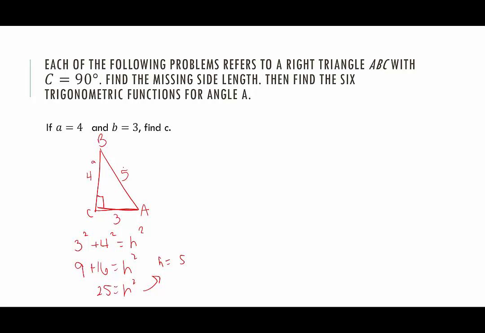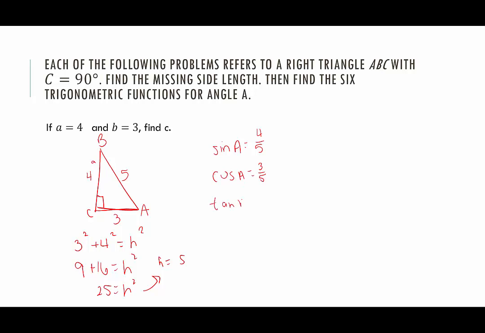Now what we're going to do is find the 6 trigonometric functions for angle A. So sine of A, remember this is opposite over hypotenuse. The side opposite of A has a length of 4, and the hypotenuse is 5. So we would say sine of A is equal to 4/5. Cosine of A, this is the side adjacent, which is 3, to the hypotenuse, and we get 3/5.